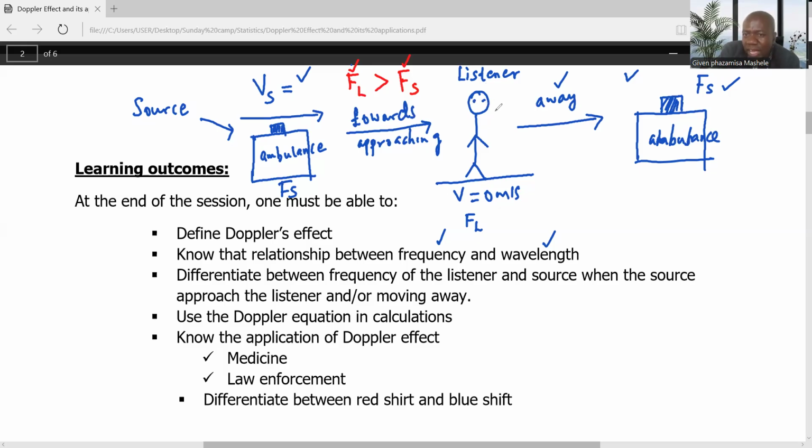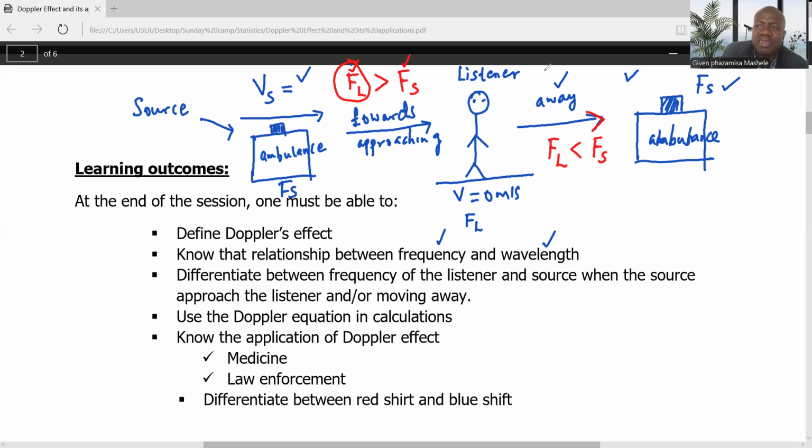But as it starts to move away from the listener, the frequency of the listener decreases. Why? The frequency of the listener is now smaller than the frequency of the source. The question is, why is the frequency of the listener initially higher than that of the source, but as it moves away, becomes smaller than the frequency of the source? What could be the possible reason?